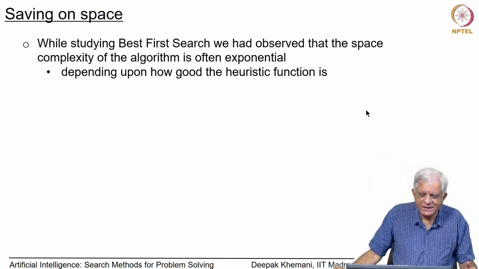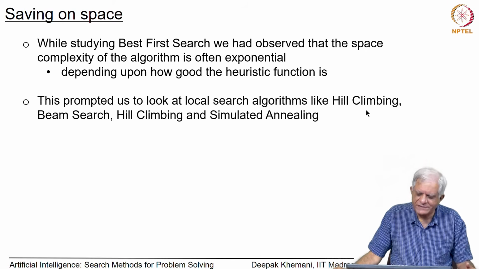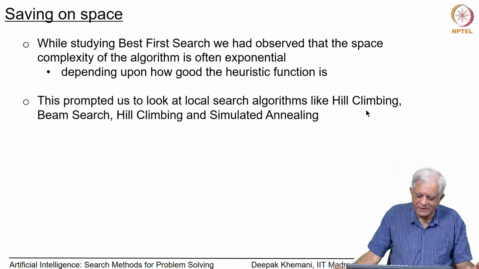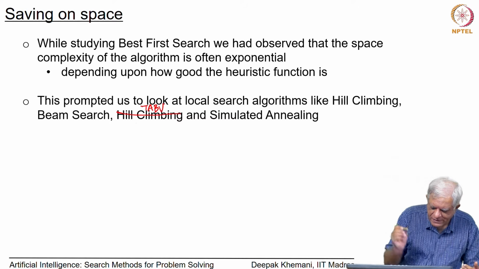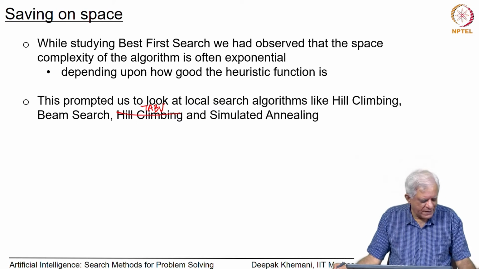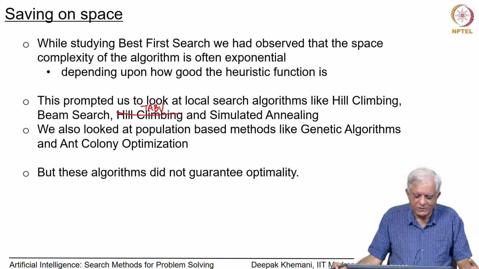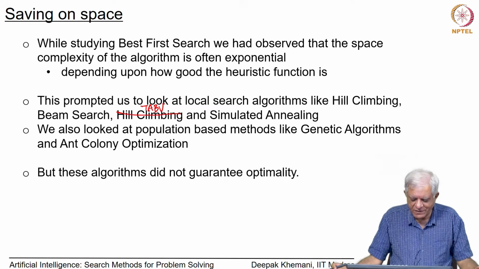While studying best first search, we had observed that the space complexity of the algorithm is often exponential, and it really depends upon how good the heuristic function is. This led us to look at local search algorithms. We started with hill climbing, then we went on to beam search, taboo search and simulated annealing, and later on we also moved on to population based methods like genetic algorithms and ant colony optimization. But we also saw that these algorithms do not guarantee optimality, though algorithms like genetic algorithms, simulated annealing and ant colony optimization often give you very good solutions, but at the moment we are focusing on guaranteeing optimality.